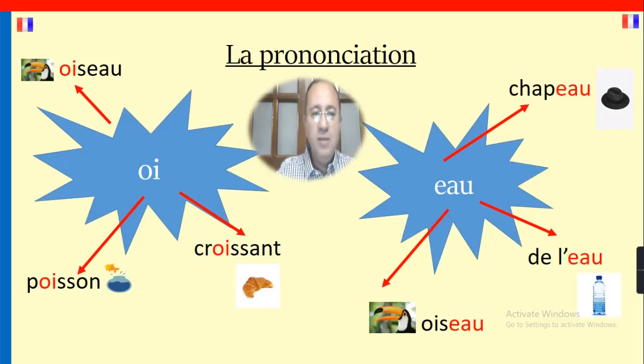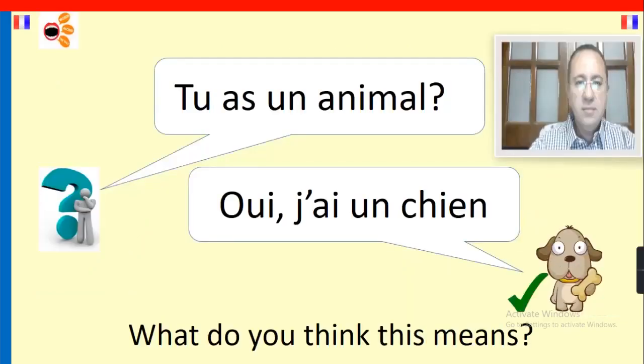Can you read the following words by yourself? Tu as un animal? Do you have an animal? Oui, j'ai un chien. Yes, I have a dog. Can you answer the following questions by yourself?